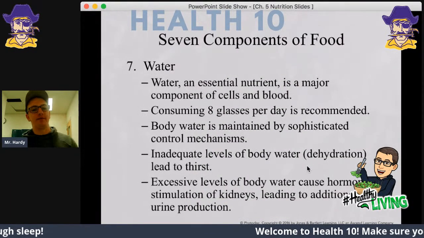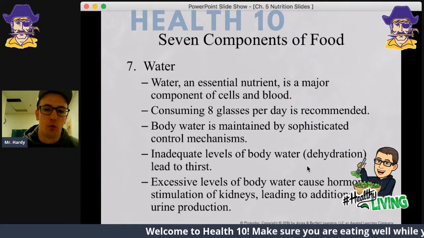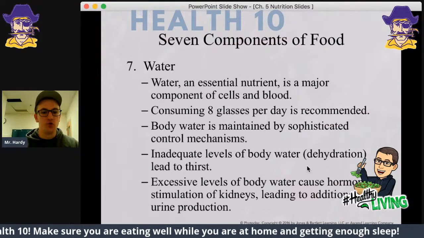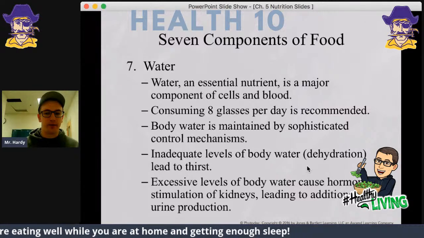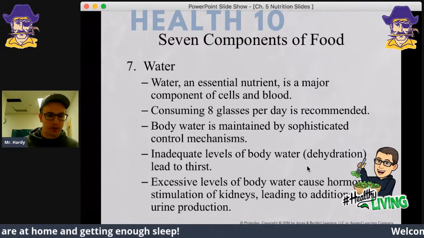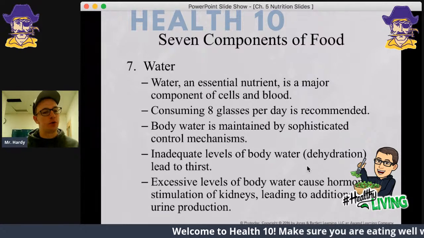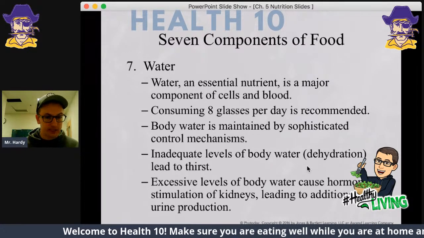And finally, the seventh component of food is water. All right. Essential nutrient, major component of our cells and blood. You want 8 glasses of water per day. All right, that is the recommendation. Now, you could drink 10, you could drink 4, but our recommendation is that you drink 8 glasses of water per day. Does that mean that you have to drink specifically water?